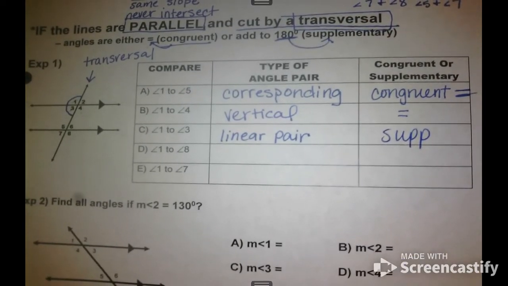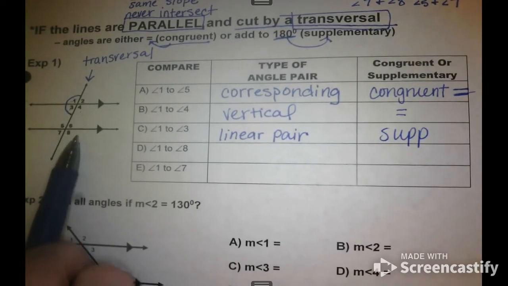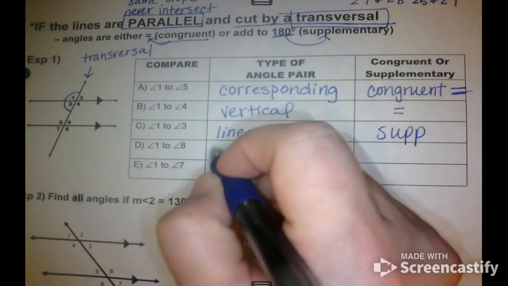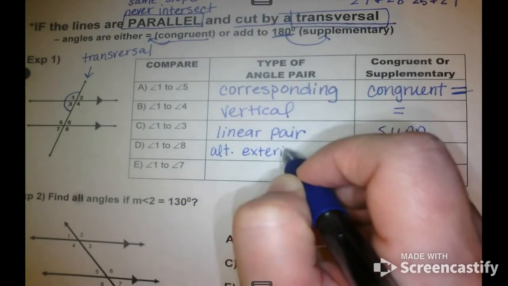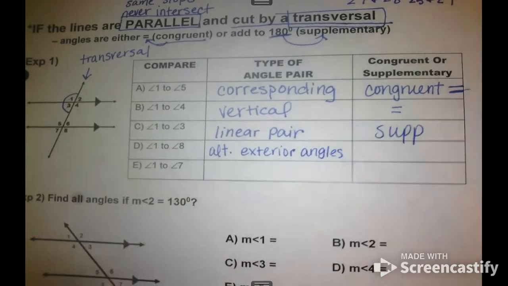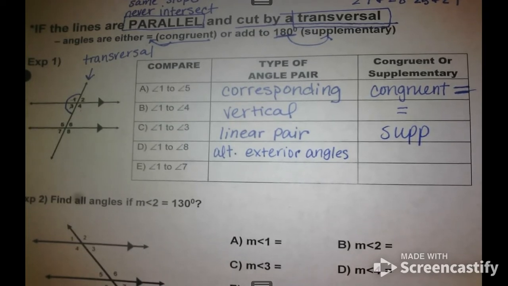Okay, so 1 and 8. So I have 1 and I have 8. They are exterior. What word comes before that, though? Alternate. Alternate exterior angles. Okay, are alternate exterior angles congruent, or are they going to equal 180 degrees? Congruent. They're congruent.